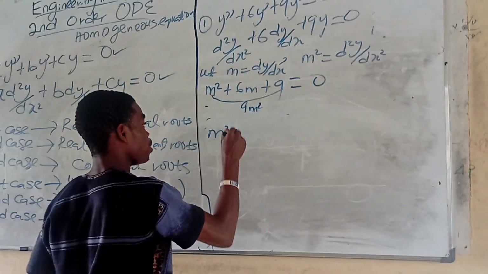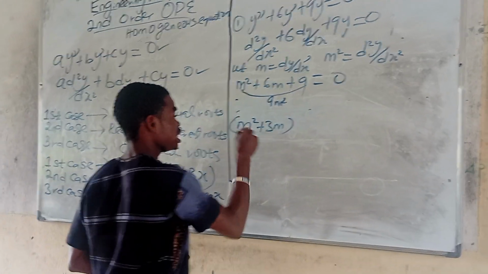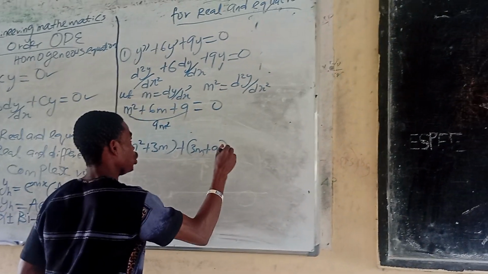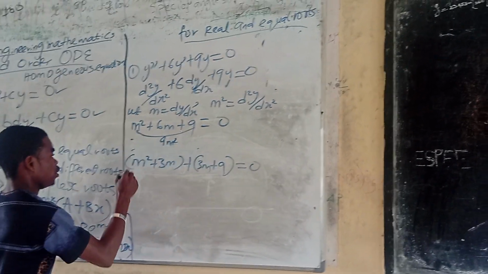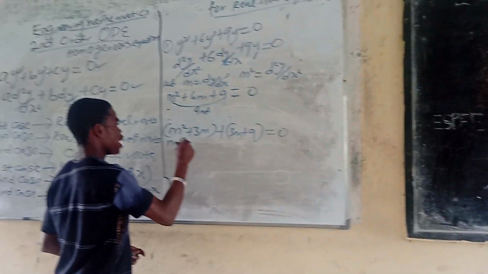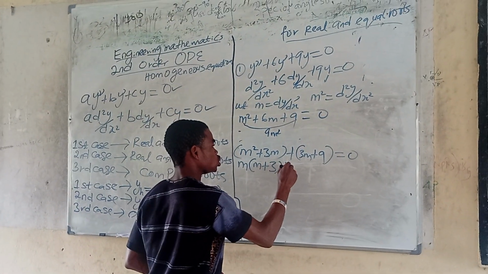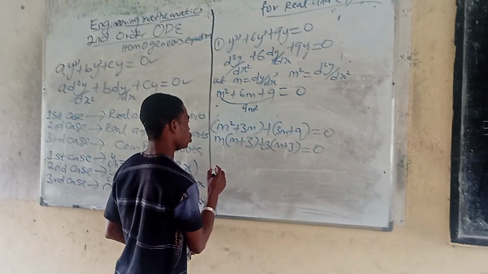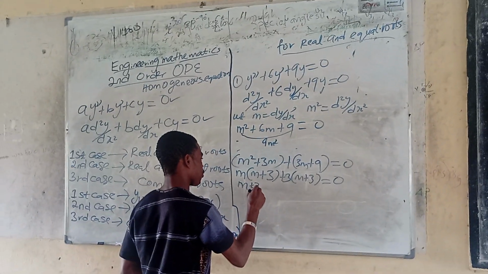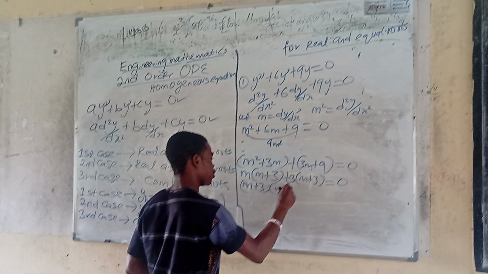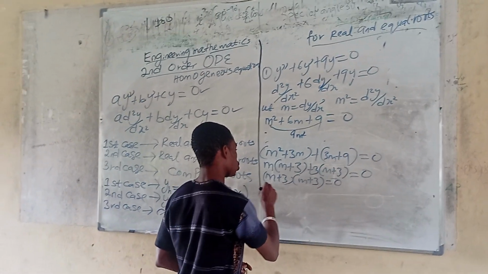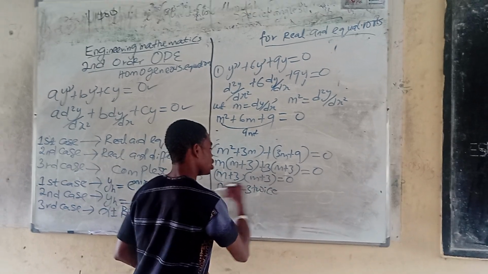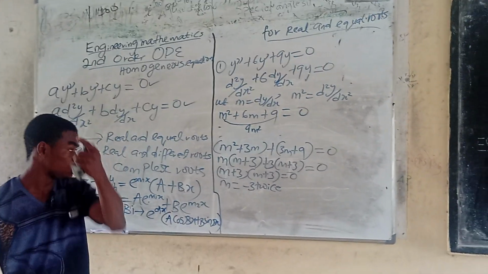So m squared plus 3m, then plus 3m, then plus 9 equals 0. Factorizing out m, we have m(m plus 3) plus 3(m plus 3) equals 0. So now we are going to get (m plus 3)(m plus 3) equals 0. So m equals what? Minus 3 twice.